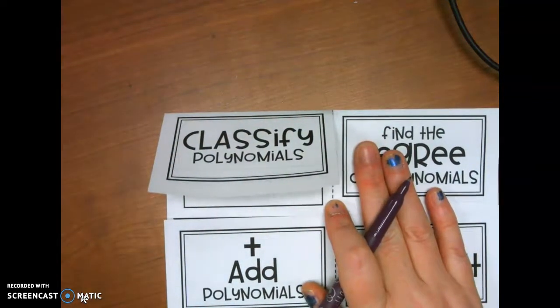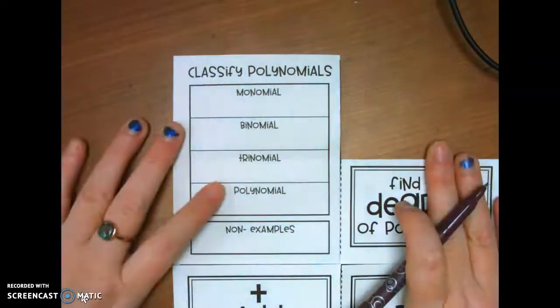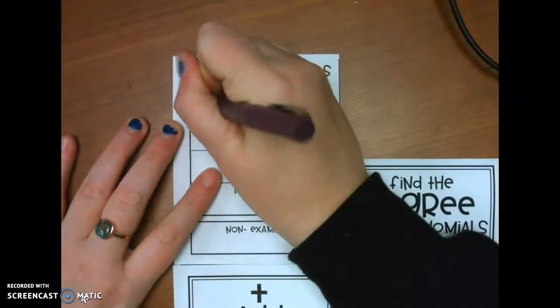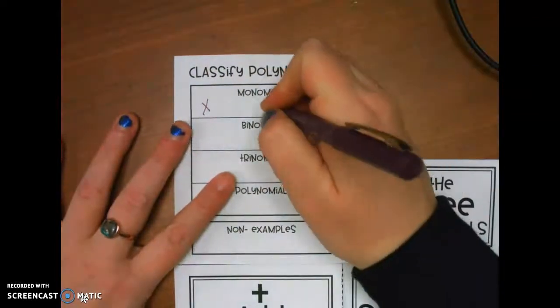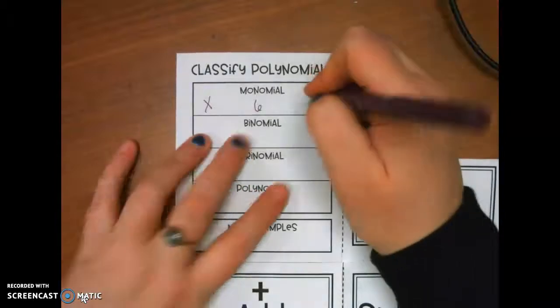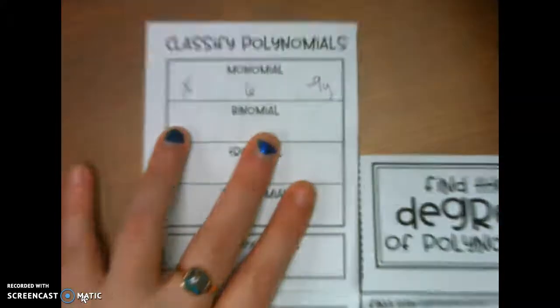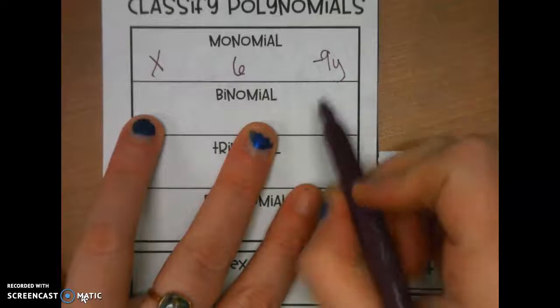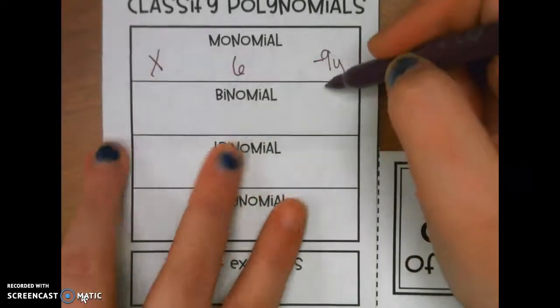Okay, so we talked about monomials before PBL, and an example is x. There's one term, that's it. 6, that's a monomial, there's one piece to it. Negative 9y, still a monomial. Yes, there's two things, a negative 9 and a y, but this is still one term.